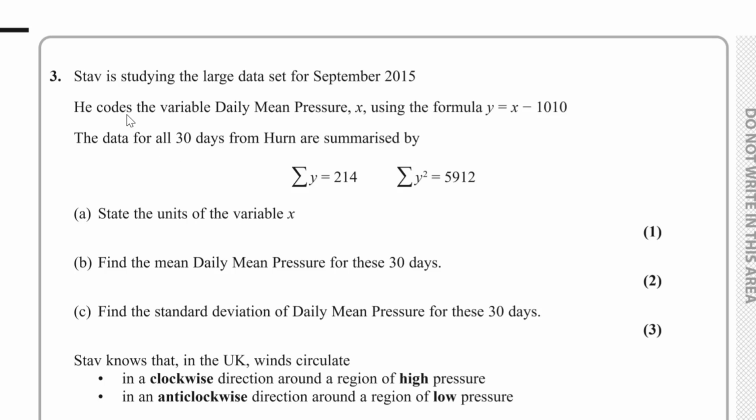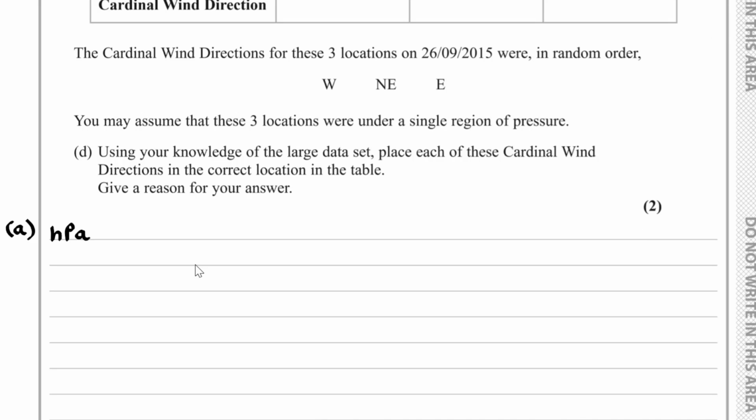Question number 3. Stav is studying the large dataset for September 2015. He quotes the variable daily mean pressure x using the formula y equals x minus 1010. The data for all 30 days from Hern are summarized by the sum of y equals 214 and the sum of y squared is 5912. For part A, we have to state the units of the variable x. Well, of course, we have daily mean pressure, so the units is HPA.